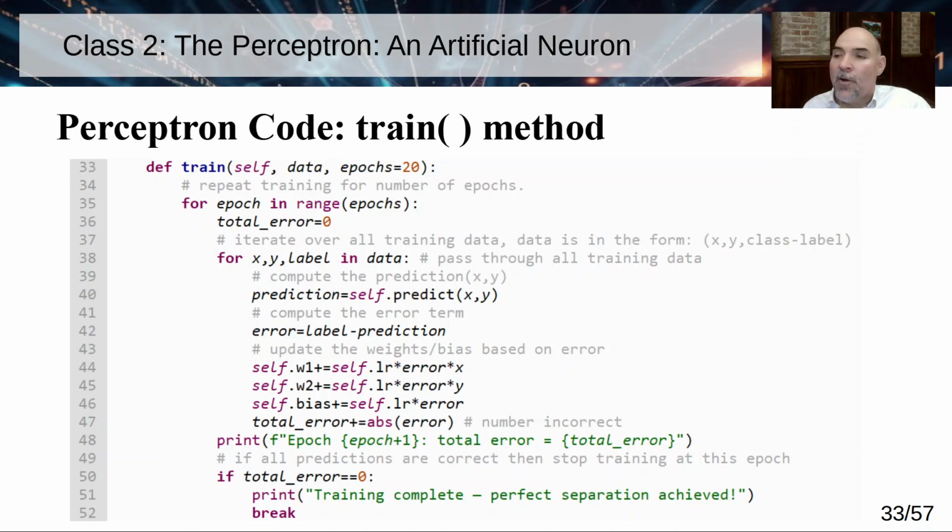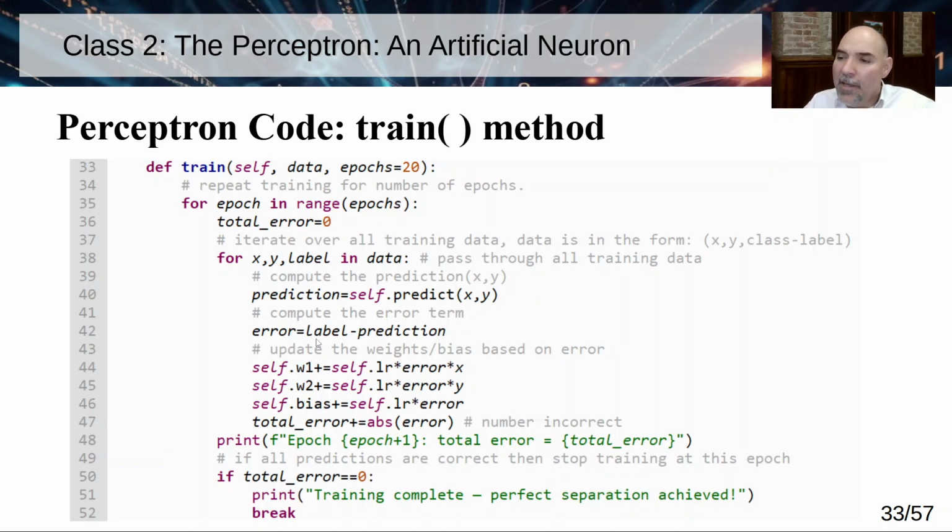And so then notice I call self.predict, passing the X and the Y. That is happening right here. And I'm getting what the model predicted. I am then computing my error by saying take the label, the truth data that the data was labeled with, subtract the prediction from that. That gives me my error. In other words, if I guessed correctly, if it predicted right, the error will be 0. If it guessed wrong, the error will be either -1 or 1 in this case.